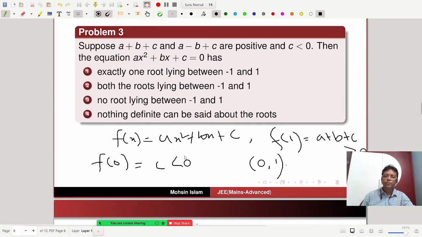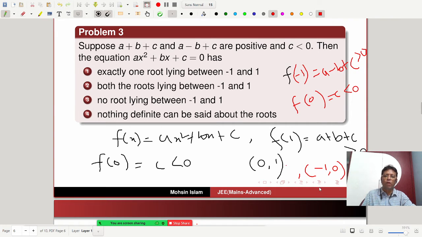Once again, let us check f(minus 1). What is f(minus 1)? F(minus 1) is a minus b plus c, and that is positive. F(0) is again c, it is negative. So again, f(minus 1) is positive, f(0) is negative. So there must exist a root between minus 1 and 0. So one root lies between 0 and 1, another root lies between minus 1 and 0.